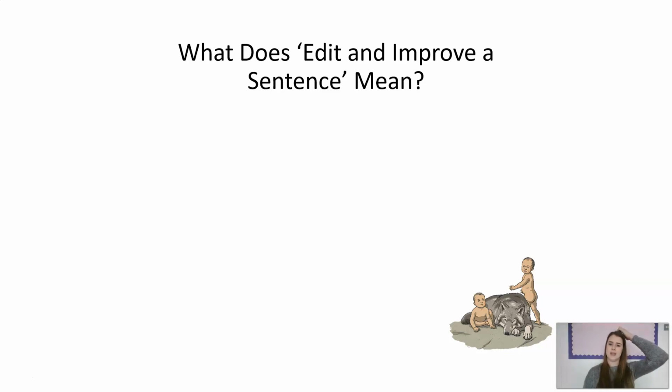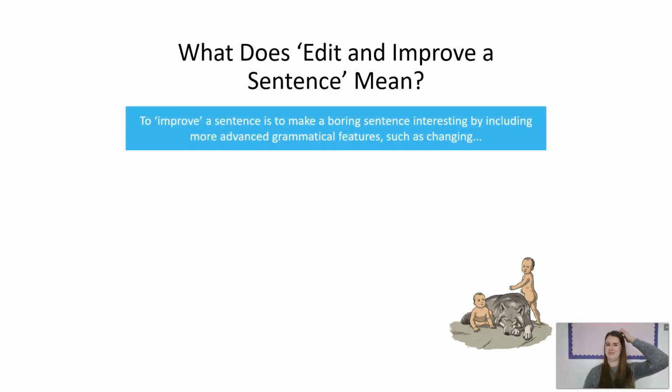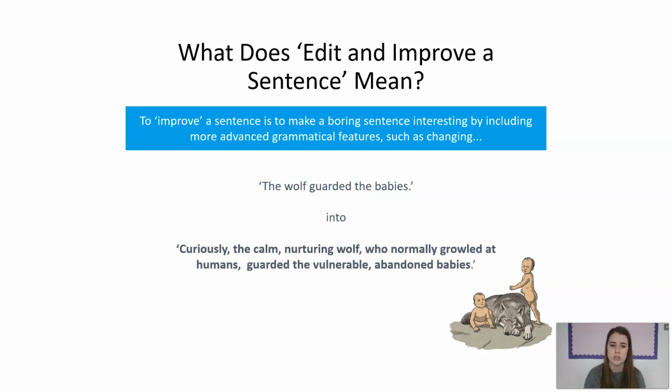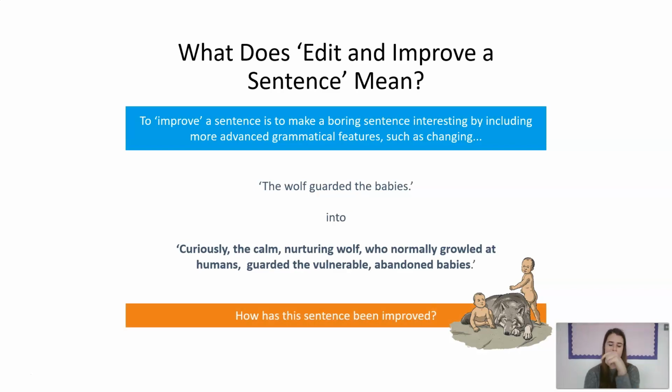So let's recap and think, well, what does edit and improve mean? Okay, so to improve a sentence is to make a boring sentence sound more interesting, and that could be including other things like grammatical features or words, or it could be changing certain things. For example, the wolf guarded the babies. Okay, now we could change this into, curiously, the calm, nurturing wolf who normally growled at humans guarded the vulnerable, abandoned babies. Okay, so I want you to just pause the video and have a think. How has that sentence been improved?